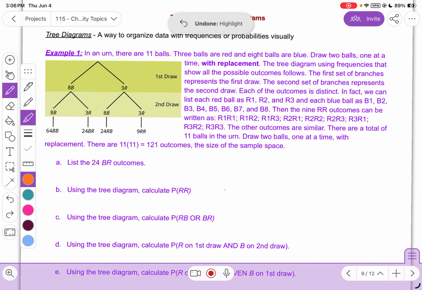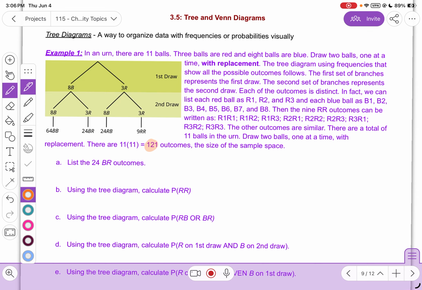There's a total of 11 balls in the urn. Draw 2 balls one at a time. There are 11 times 11 outcomes because you have 11 from the first draw, 11 from the second draw. 11 times 11 is 121 outcomes. That's the size of the sample space. List the 24 blue, then red outcomes.